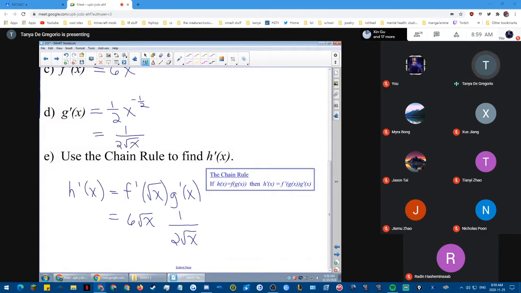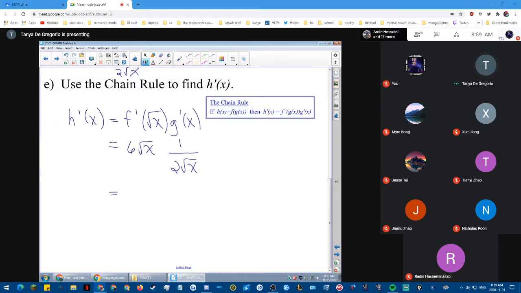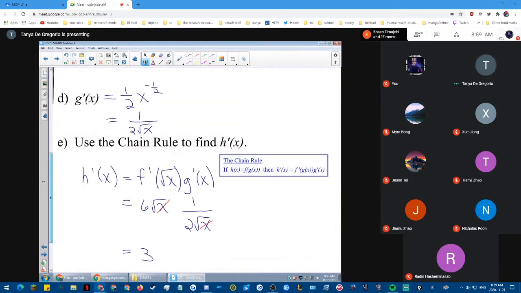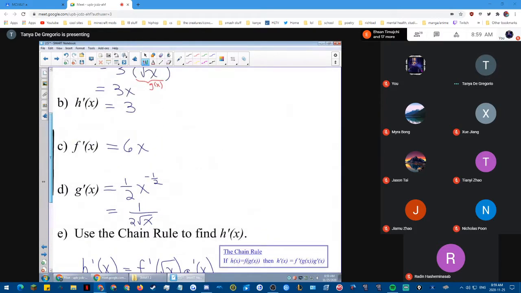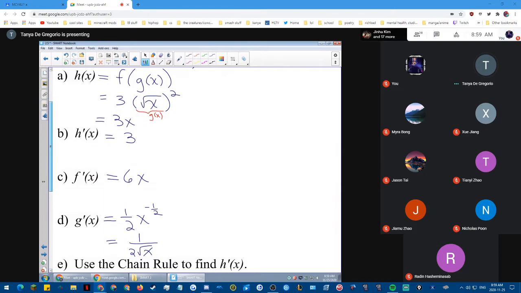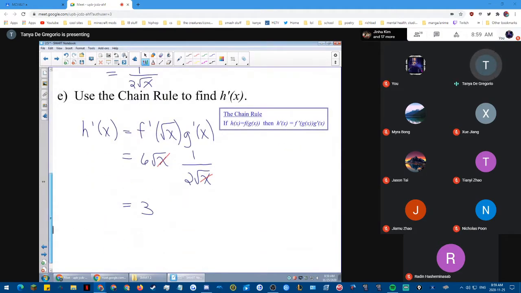Right? I made the exponent positive, changed it to a root, the 2 is already in the denominator. Multiply these together, and what do you get? Three. Do the two derivatives equal? So we said h prime of x equals 3 using the chain rule, and doing it separately, using just our regular derivatives, we saw that h prime of x is 3. The two are equal. So this is showing you how this equals this derivative.